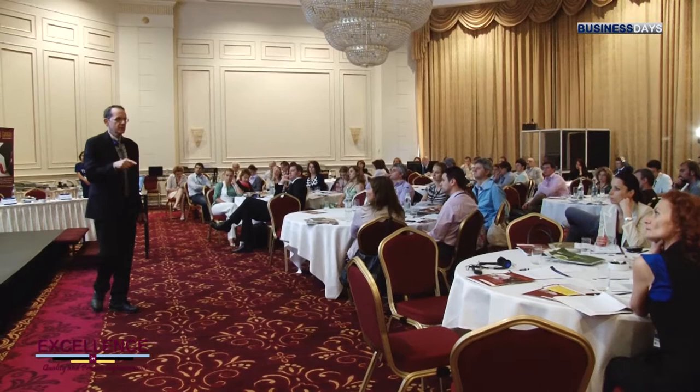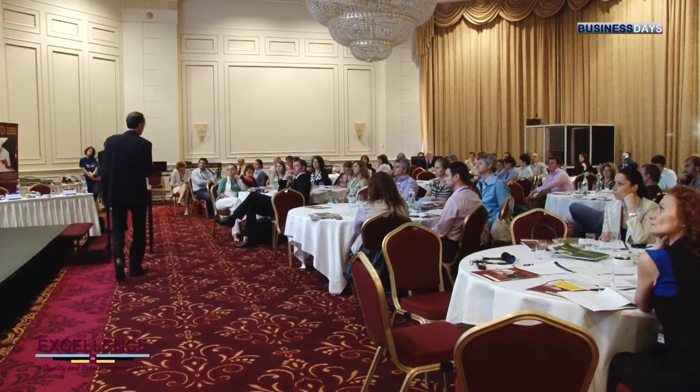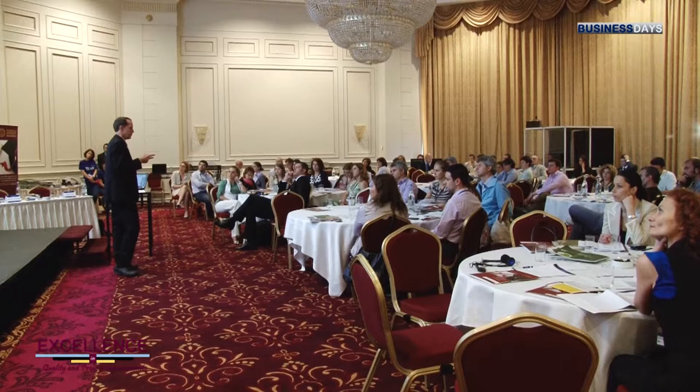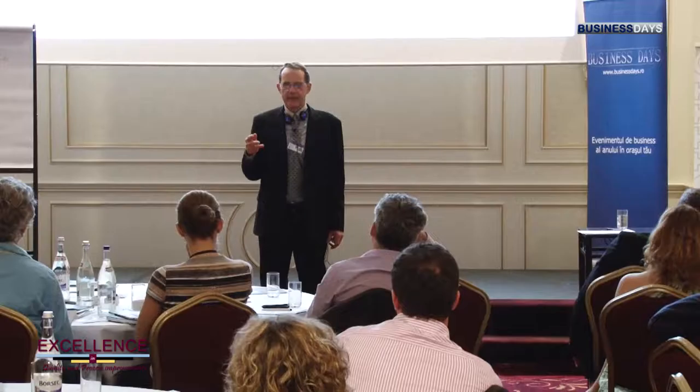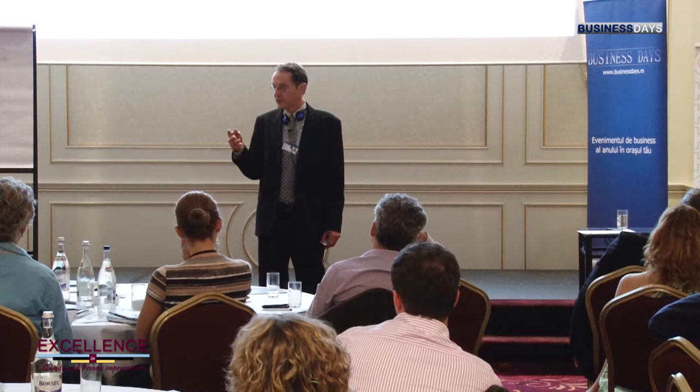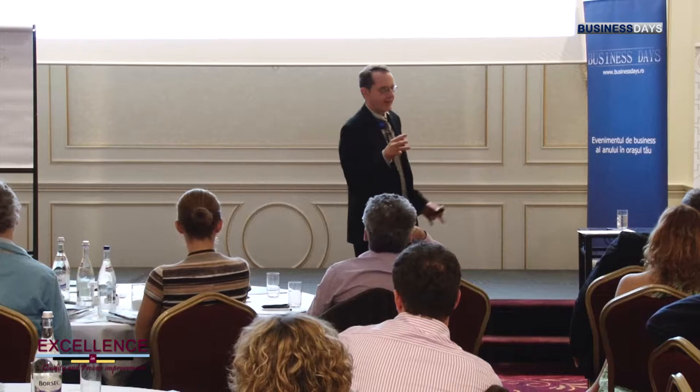Now, another approach here, if you've got common cause variability and you don't know the answer, then you could do a Lean Six Sigma project. So then you start analyzing it. Let's say, for example, in the hospital, the time it takes for delays in the physicians is longer than we'd like to have. So now we take that on as a project and we start analyzing.